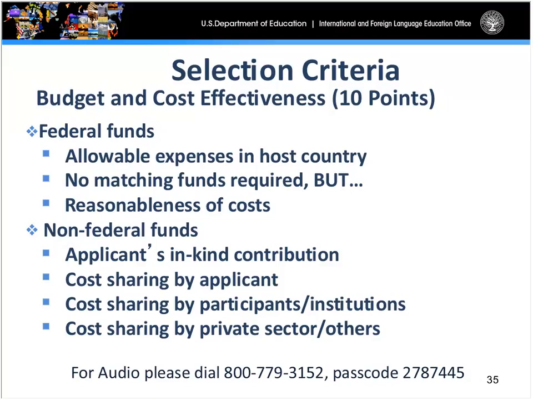I'm sorry if I'm jumping the gun about the budget and cost-effectiveness section, but I wanted to make sure that you understood that as far as separating the quality of key personnel and any costs associated with those key personnel members.